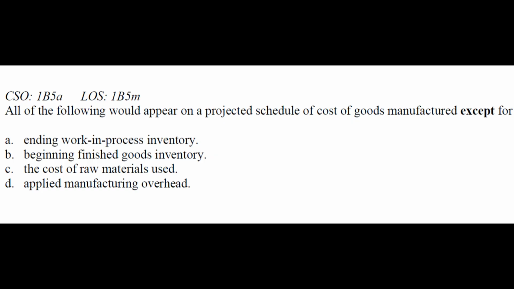Exam tip: remember the distinction. COGM schedule: direct materials plus direct labor plus manufacturing overhead, plus or minus WIP inventory. COGS schedule: beginning finished goods plus COGM minus ending finished goods. If you see finished goods inventory, think cost of goods sold, not cost of goods manufactured.